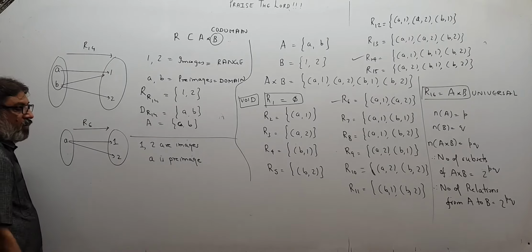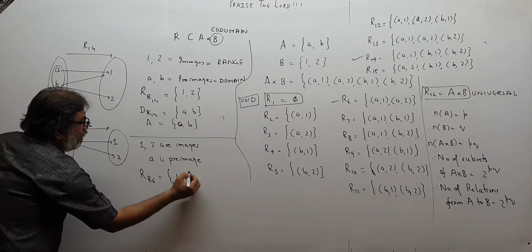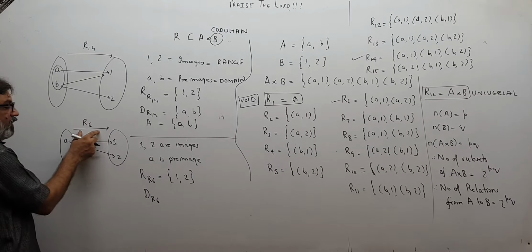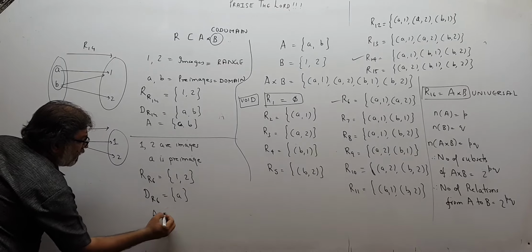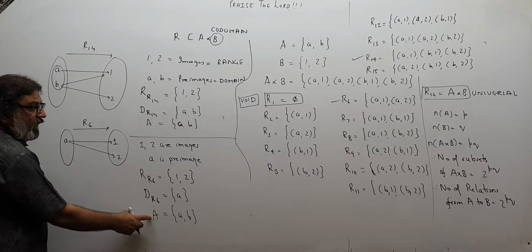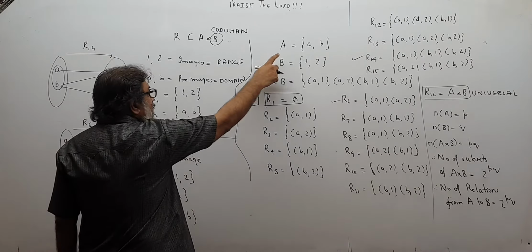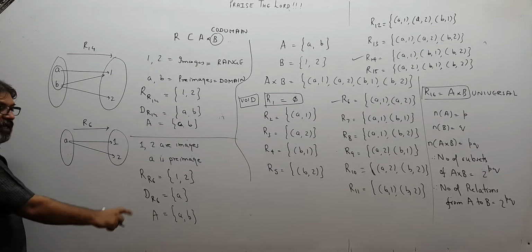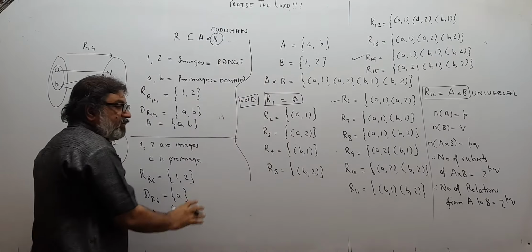See, in this case, 1 and 2 are images. So the range of R6 is 1, 2. And the domain of R6, this is the R6 relation, the domain is the pre-image. What is it? Only A. But what was the set A? AB. So the domain of the relation and the first set A may not always be equal, because A is AB, whereas in this relation the domain is only A. So the domain and A need not always be equal, but the codomain will always be the second set for any relation.